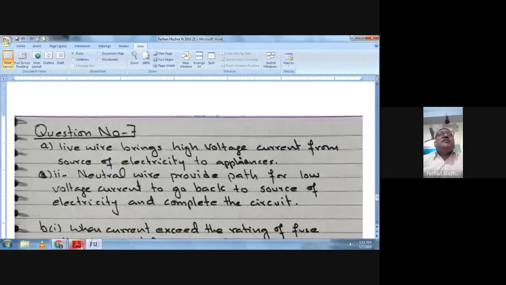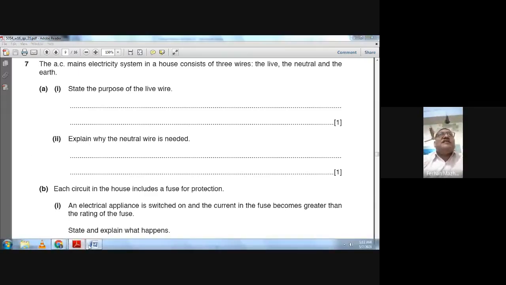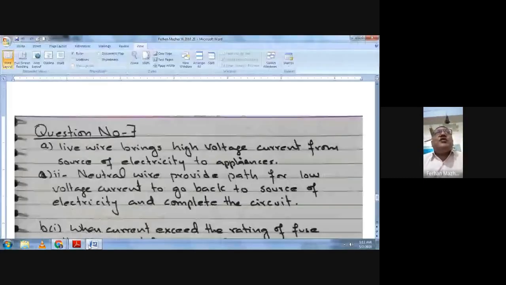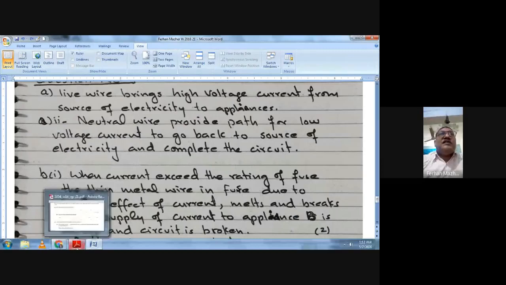The next question, a one mark question, is: explain why the neutral wire is needed. You know, to complete the circuit, the current which comes out of the main supply, that same current should go back. So we have the neutral wire, and what the neutral wire does is take the low voltage current back to the main supply and complete the circuit. I have written this also: the neutral wire provides a path for low voltage current to go back to the source of electricity and complete the circuit. I hope you have understood it.